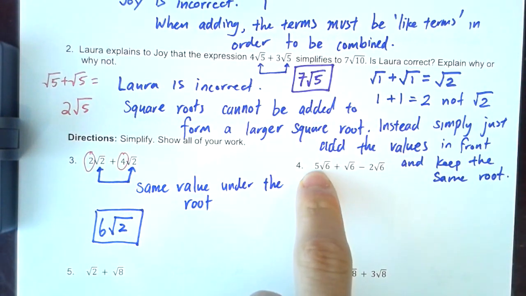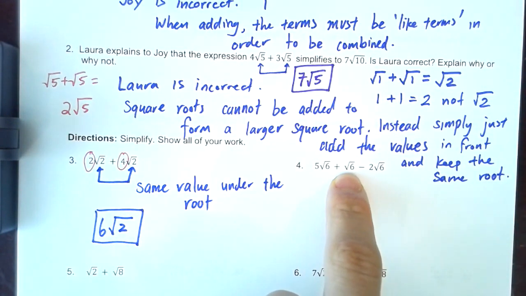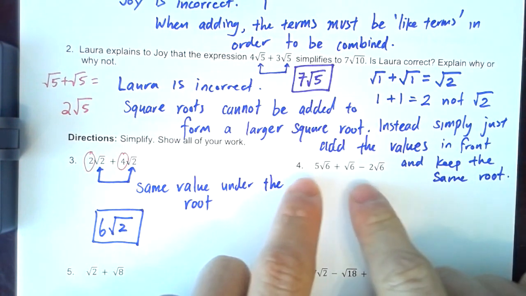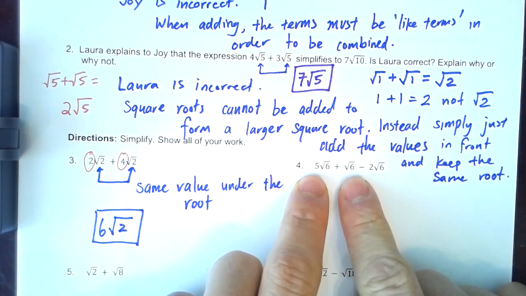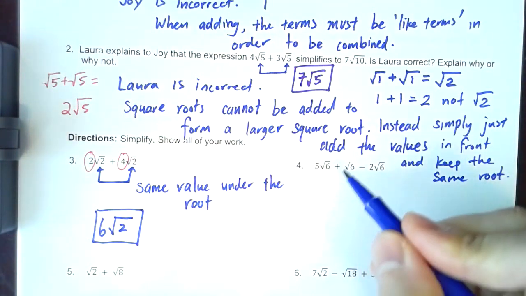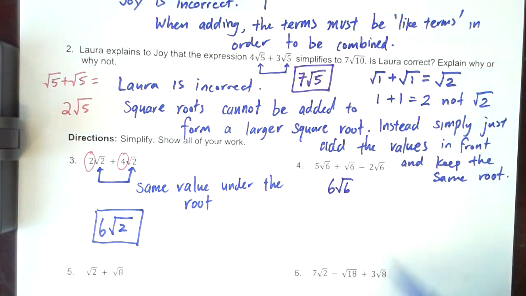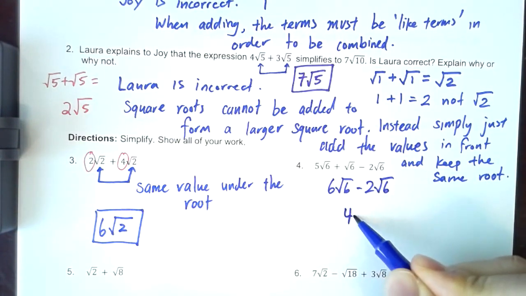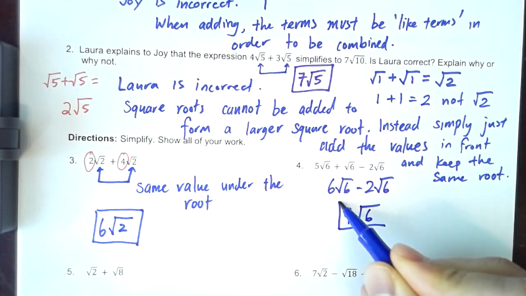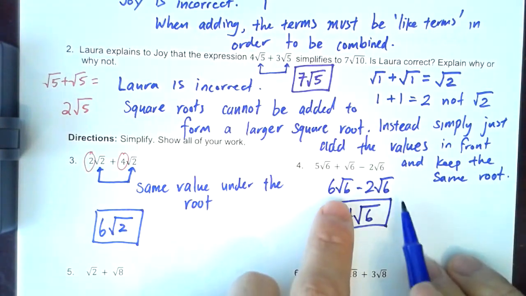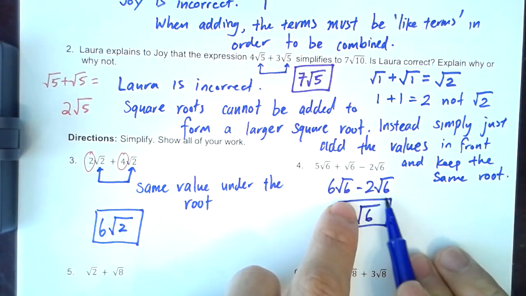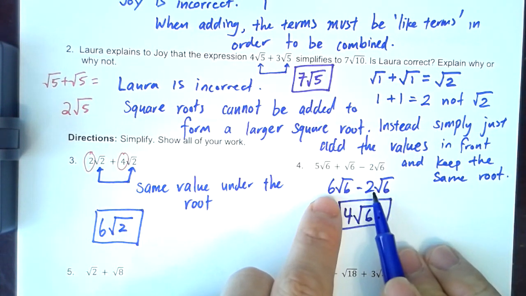Okay, here we have 5 square root of 6 plus a singular square root of 6 minus 2 square root of 6. So it's kind of like, let's just start with this. What's 5 square root of 6 plus square root of 6? That's going to give me 6 square root of 6. And then you subtract 2 square root of 6, and you end up with 4 square root of 6. Okay, again, we have the same value under the root. We don't do anything to this term. It's kind of like a representative, and these are how much of each that we have.